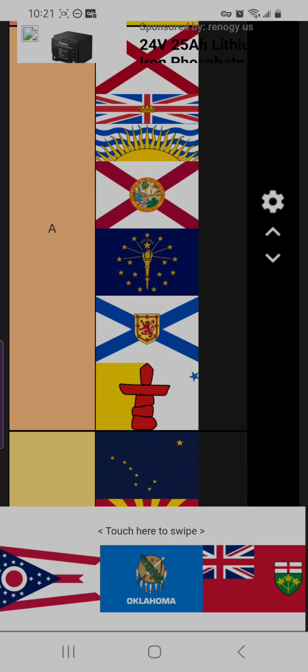Ohio. This flag is unique. This is probably the most unique flag out of the U.S. and Canadian flags because it's got a completely different shape. You don't see the shape of this flag that often. You don't get to see the shape in the pole because it's all the way in Asia. This flag is unique. I give it the same tier that I gave Nunavut, which is an A.